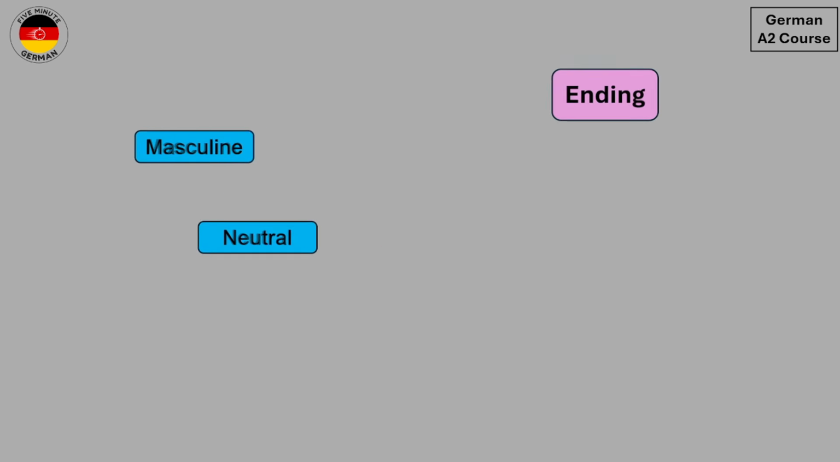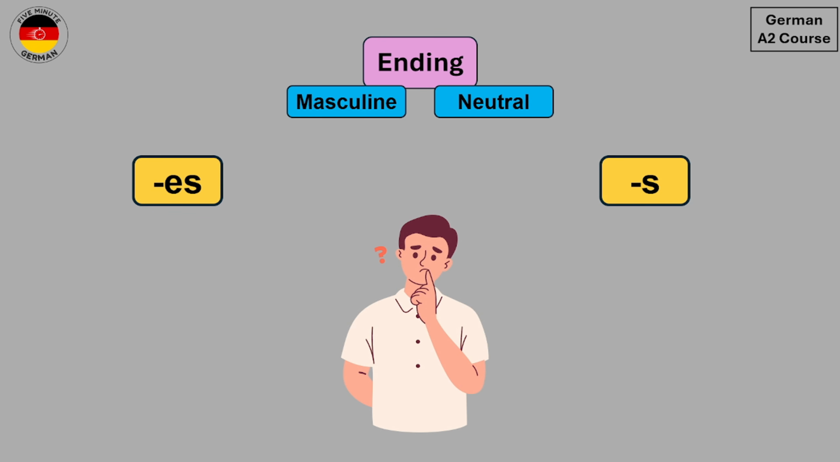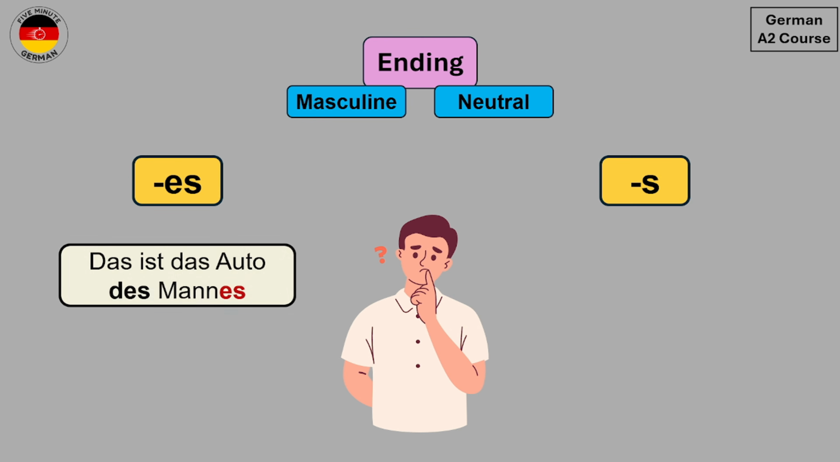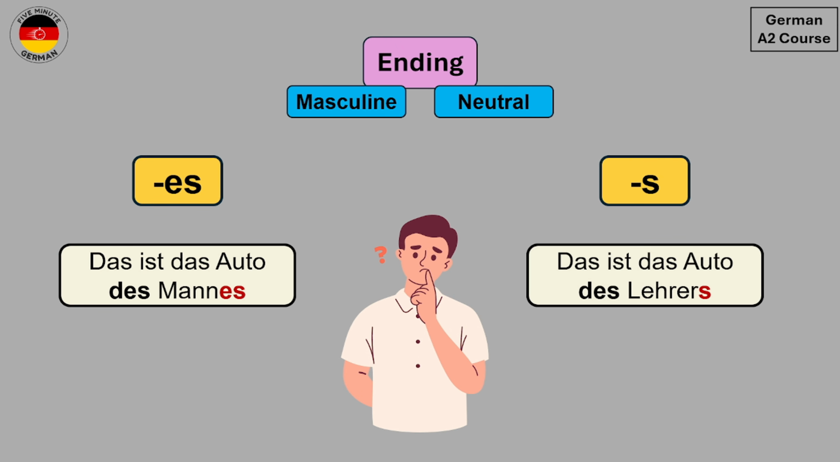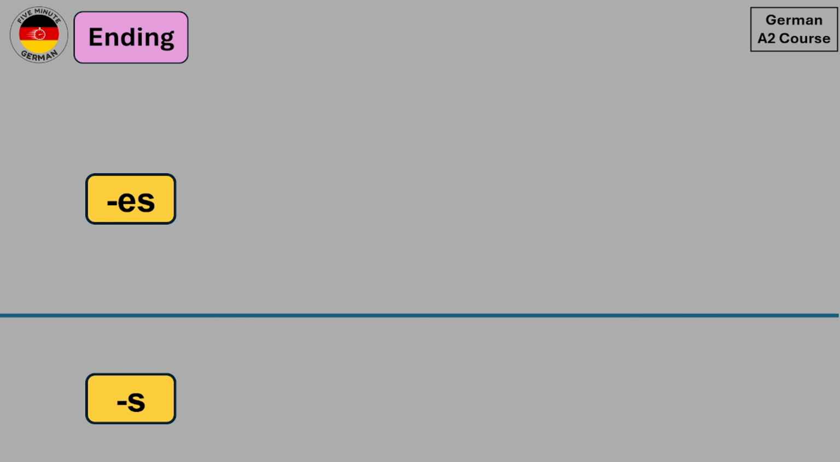Now I know that you have the question in your mind: when do we use the ending as, as we saw in the example, das ist das Auto des Mannes, and when do we use the ending s, as we saw in the example, das ist das Auto des Lehrers. So let me tell you when do we use as and when do we use s.